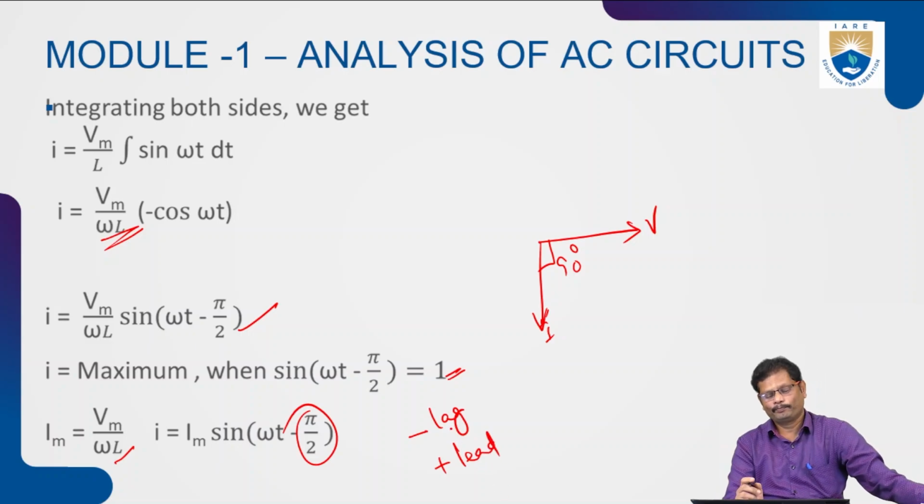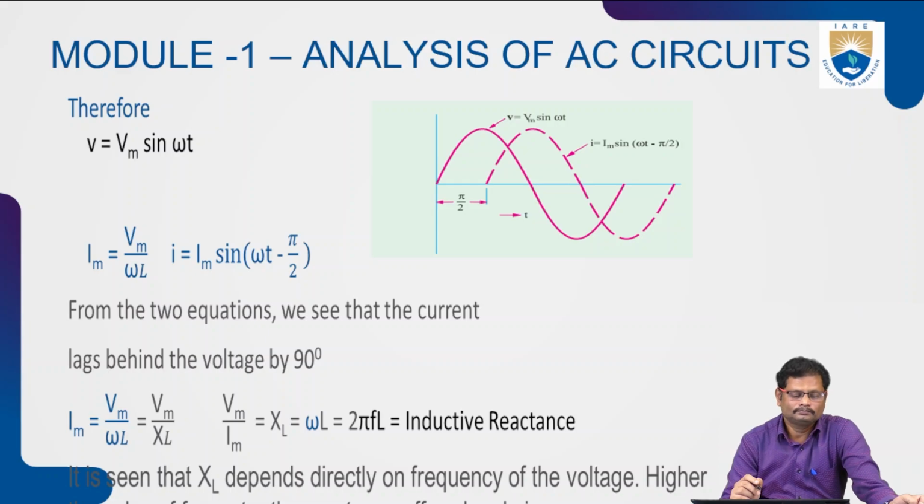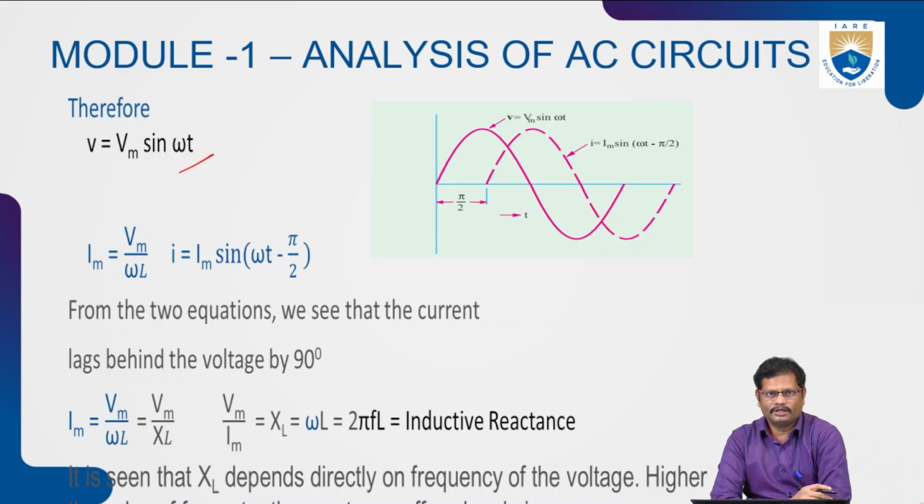So, it lags the applied voltage by 90 degrees. And therefore, V equal to Vm sin omega t and I equal to Vm by omega L, that is I equal to Im sin (omega t minus pi by 2).